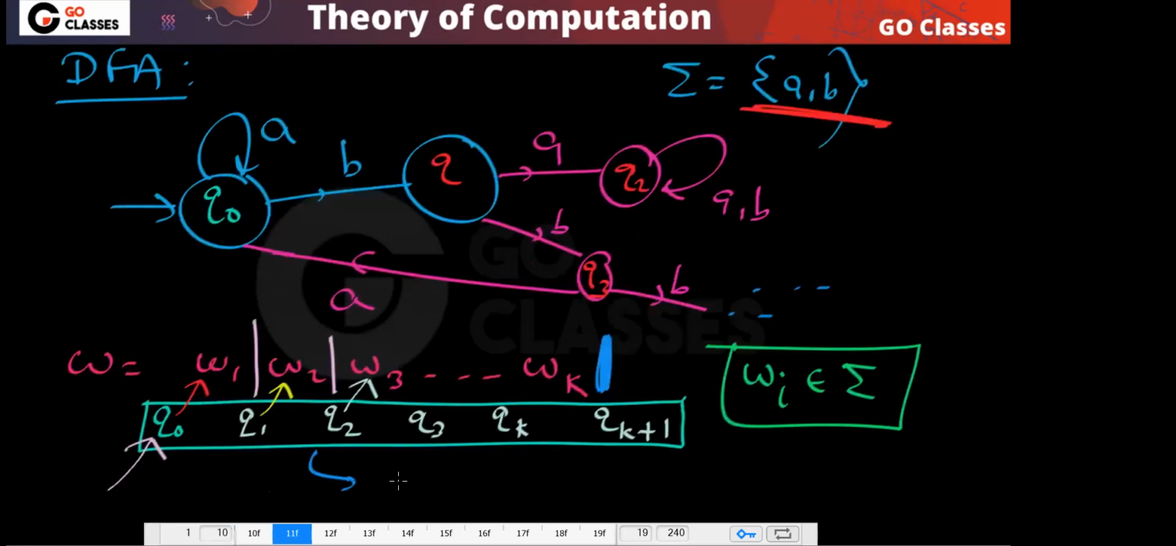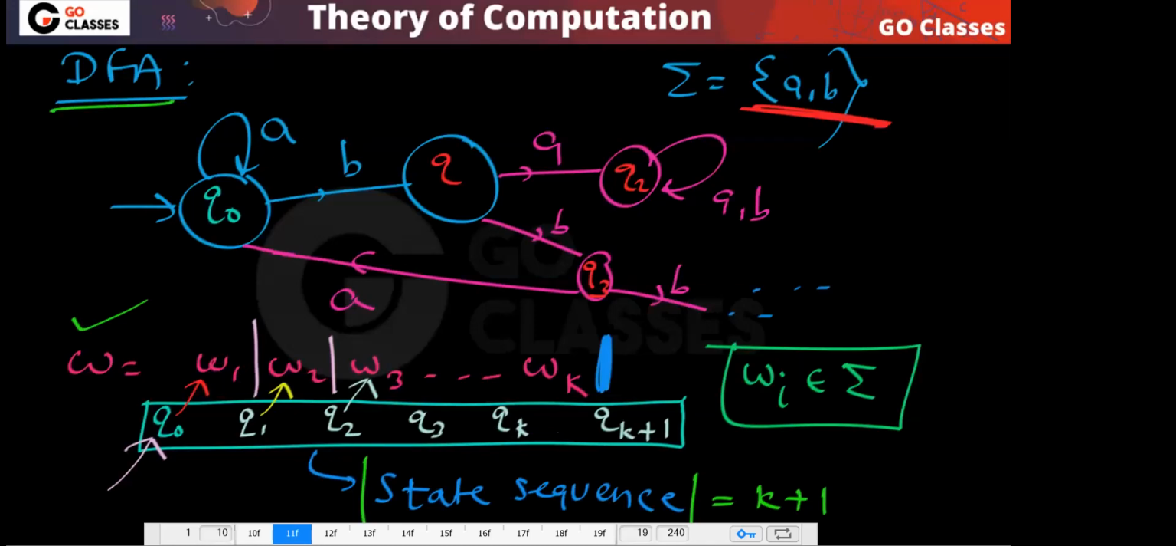And this is the state sequence. What is the length of this state sequence? That will be k plus 1. So the DFA will go through a sequence of k plus 1 states. Every DFA, on every string of length k, will go through a sequence of k plus 1 states.